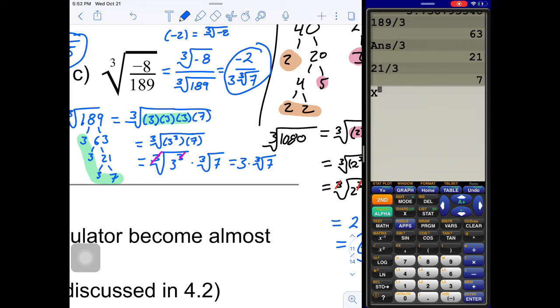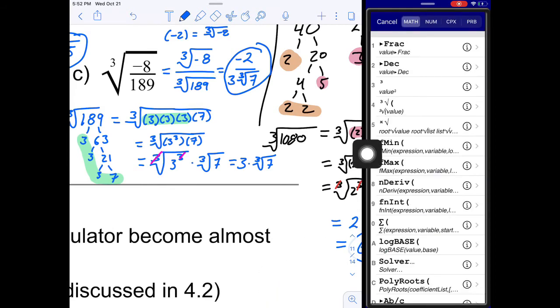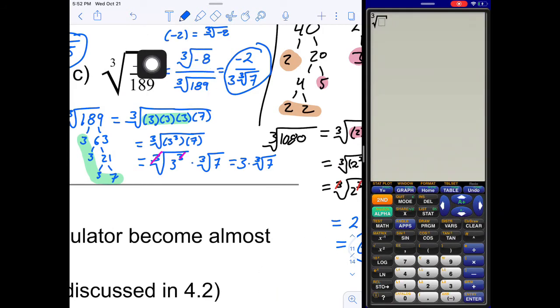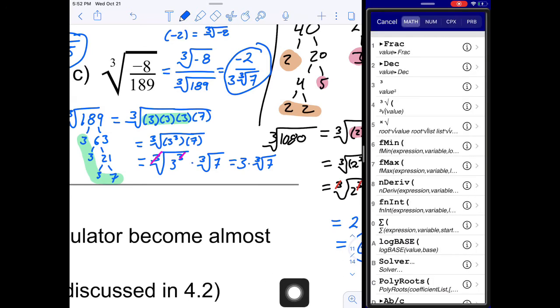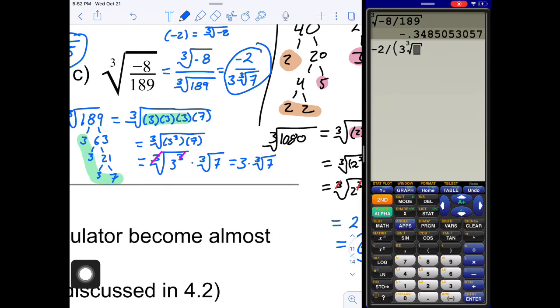So let's maybe plug this in our calculator and just see if that's correct. So remember, I'm going to press math and then the cube root, and I'm going to plug this value in first. So negative 8 divided by 189. So that gives me a pretty ugly number, negative 0.348, blah, blah, blah. So this is an irrational number, of course, because you don't have a perfect cube here. Now I'm going to plug this into my calculator. So this will be negative 2 dividing, and I'm going to put brackets, because I'm dividing this whole term here. So I'm going to press 3, math, and then I'm going to go to my cube root.